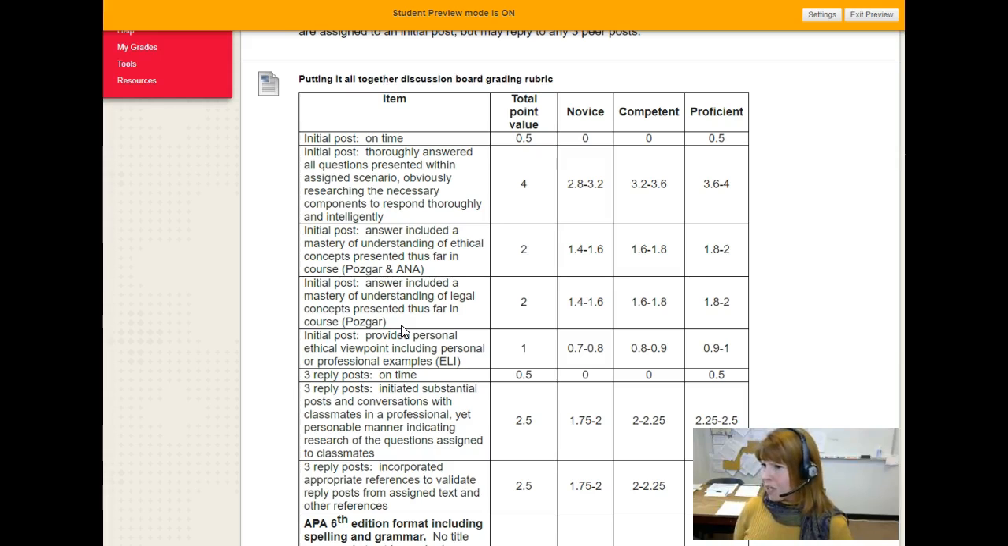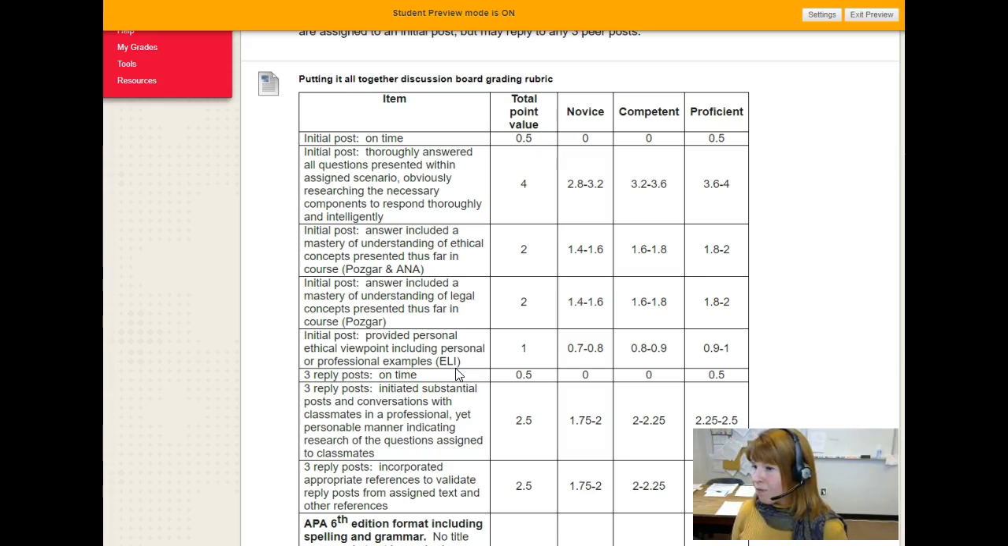Almost all of the scenarios specifically ask you to identify legal hazards in those particular scenarios. So again, don't skip that. Go to your textbook. That will be the foundation for your answer to those legal questions. The next element, or the last element of your initial post, is to provide a personal ethical viewpoint, including personal or professional examples from your ethical lens inventory.